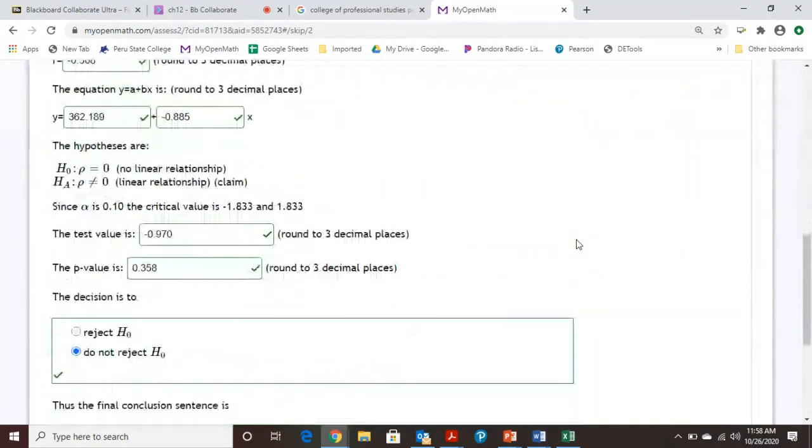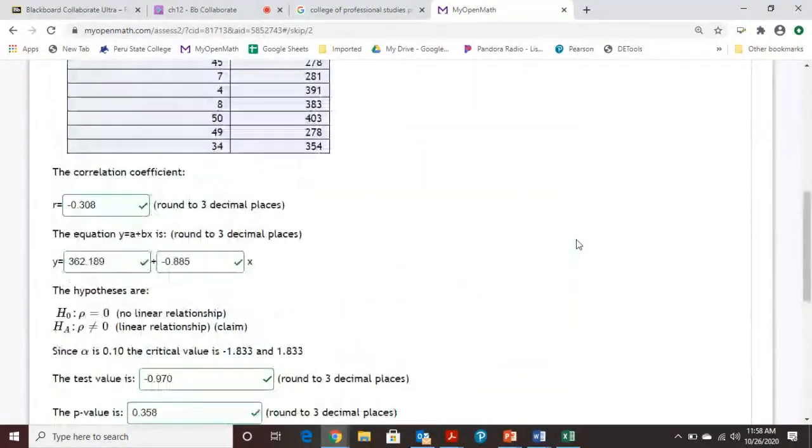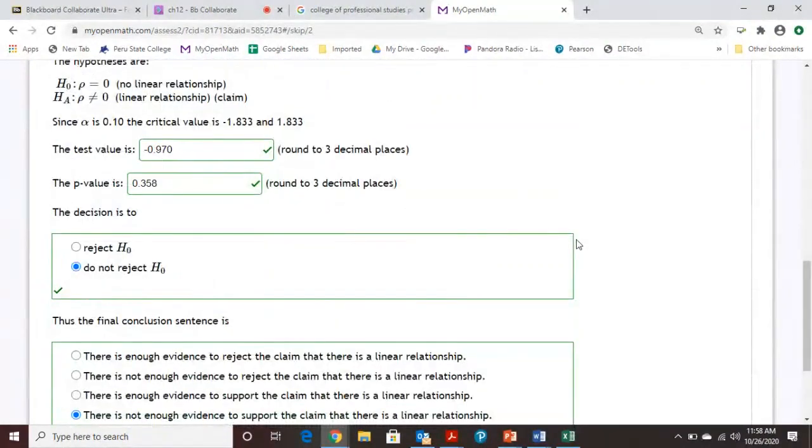All right, so essentially, the calculator gave us every single answer to that. You just got to know where to put things. And then, of course, you have to know how to interpret that when you're done.